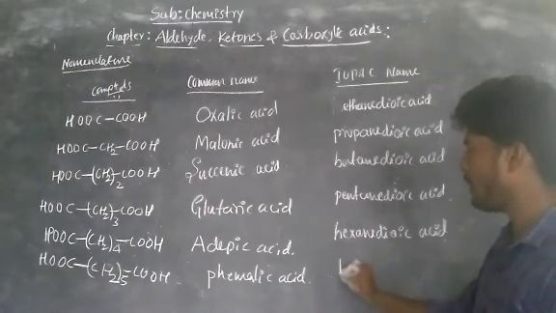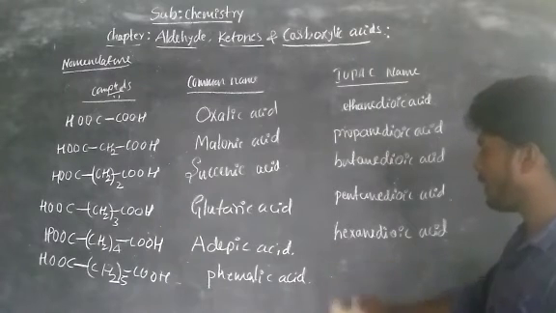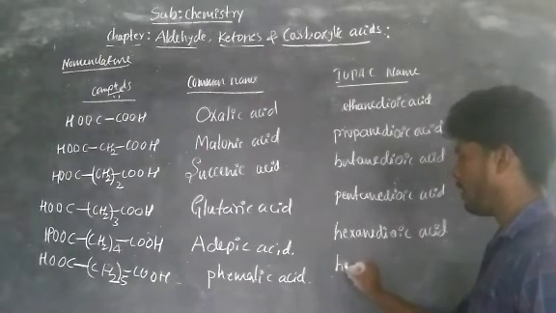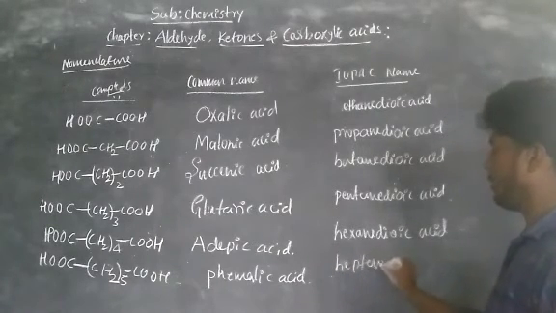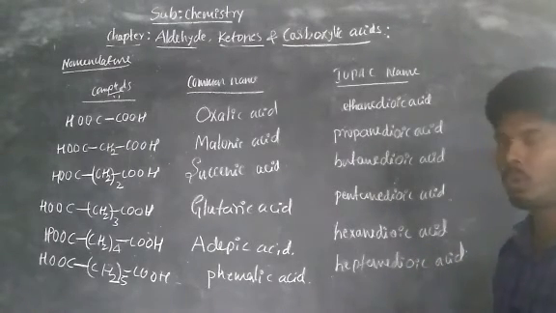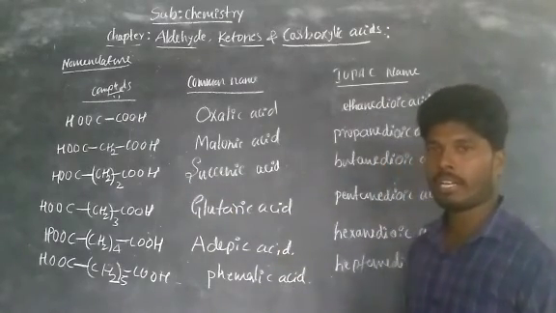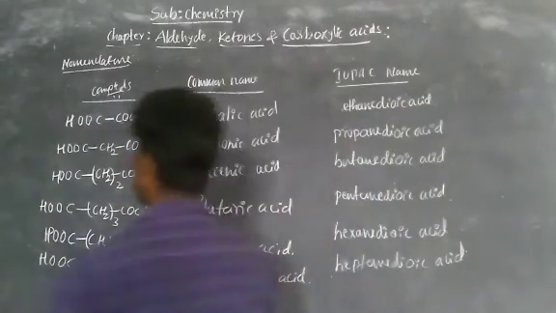Now similarly for this one, how many carbons are there? 7 carbons. 7 means after hexa, hepta. That is heptane dioic acid. This is the IUPAC name as well as the common name for these simple dicarboxylic acids. Okay. Then take some more examples.